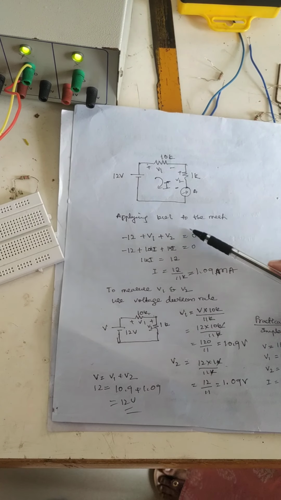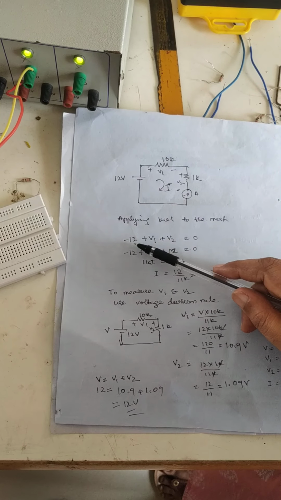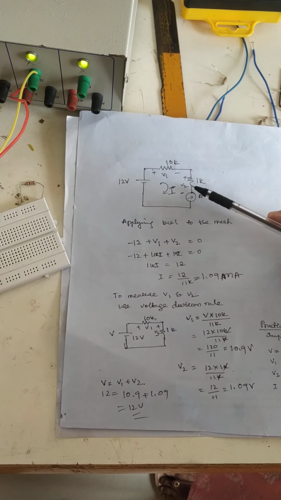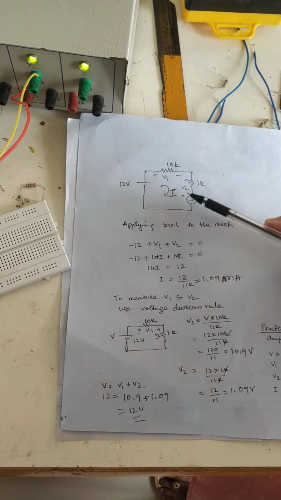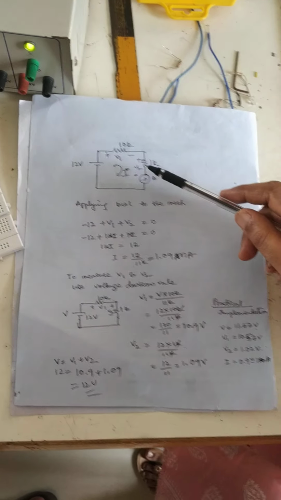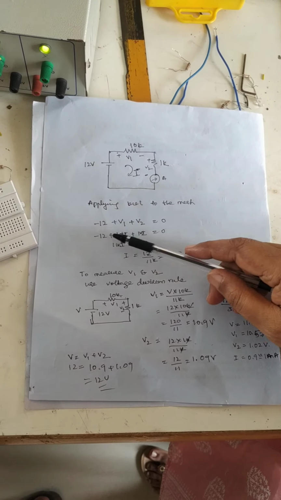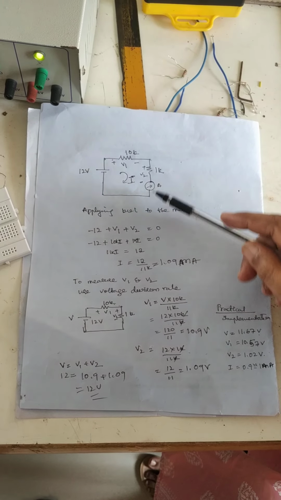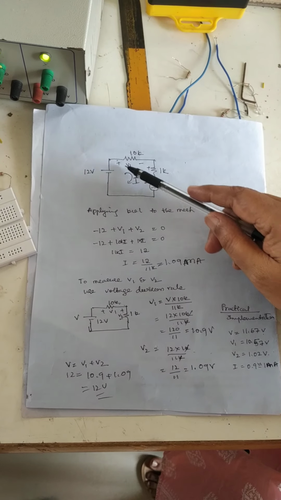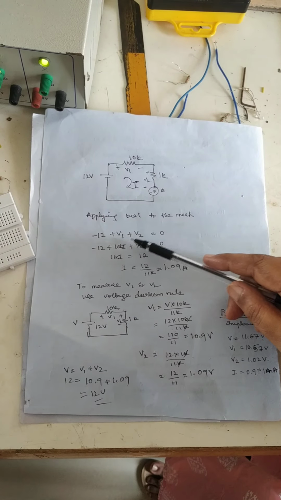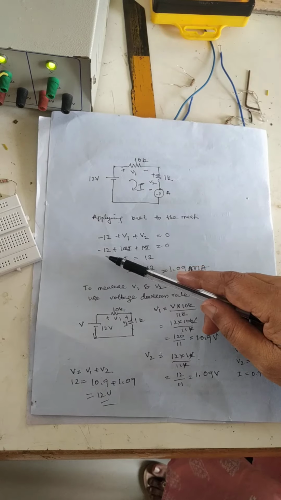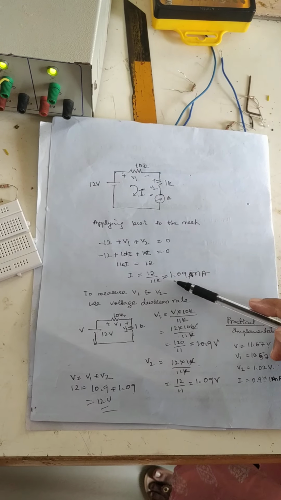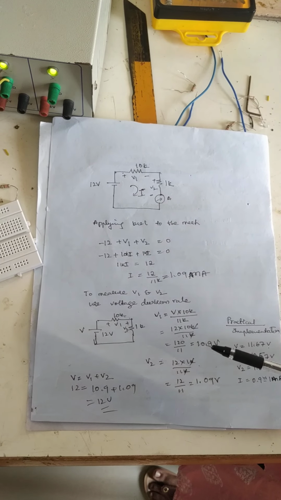Now applying KVL to the mesh, you see that minus 12 plus V1 plus V2 equals 0. Don't think this is a circuit element; this is the ammeter used to measure the current. We know that V1 is nothing but 10k into I. Since this is connected in series, the current through this is I only. 10k into I plus 1k into I equals 12, so I equals 12 by 11k. It is around 1.09 milliamps.